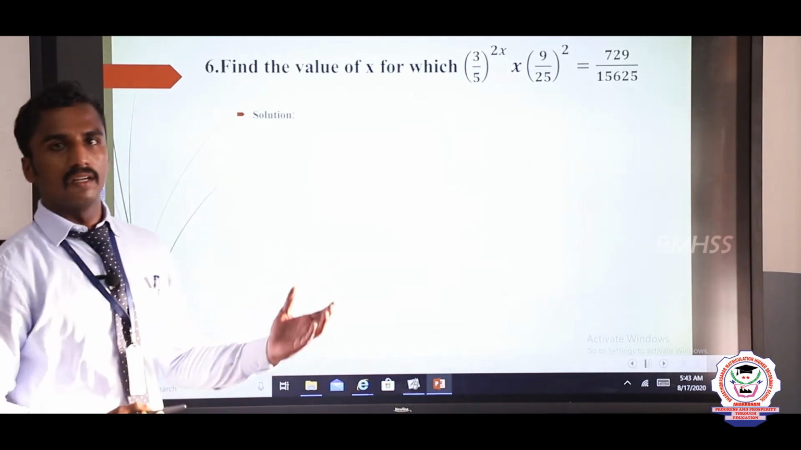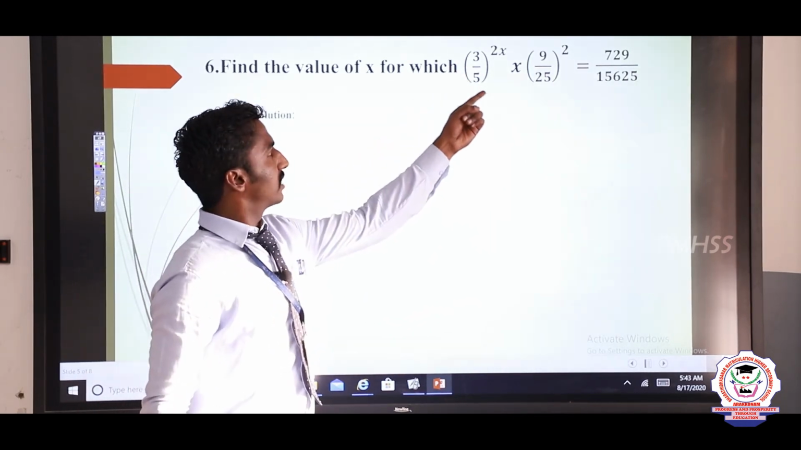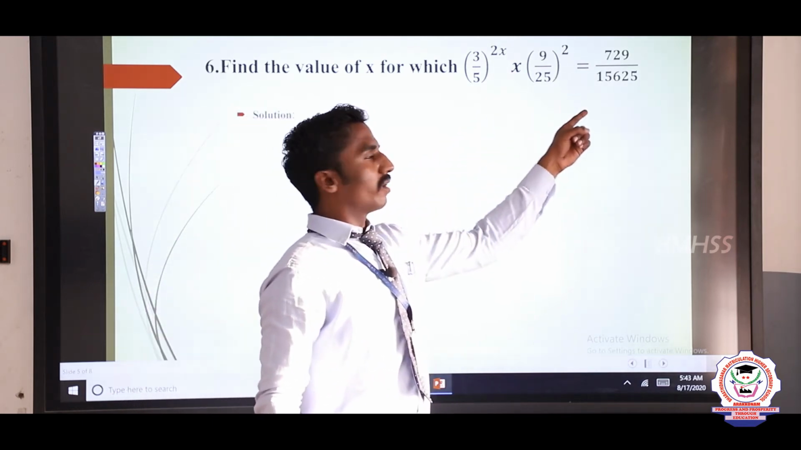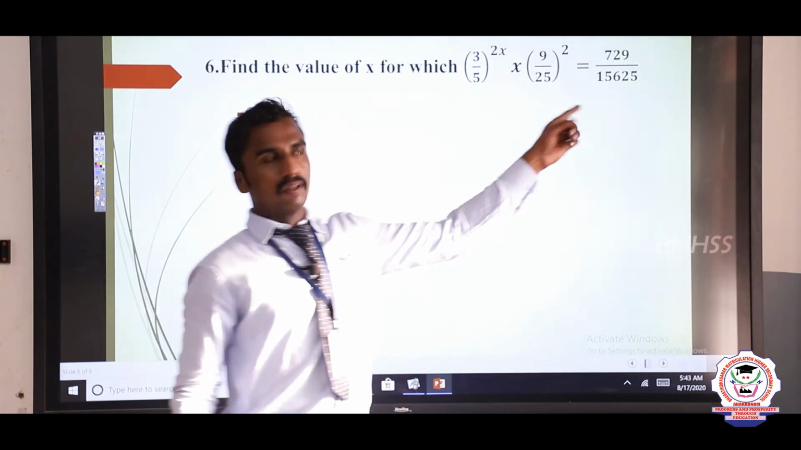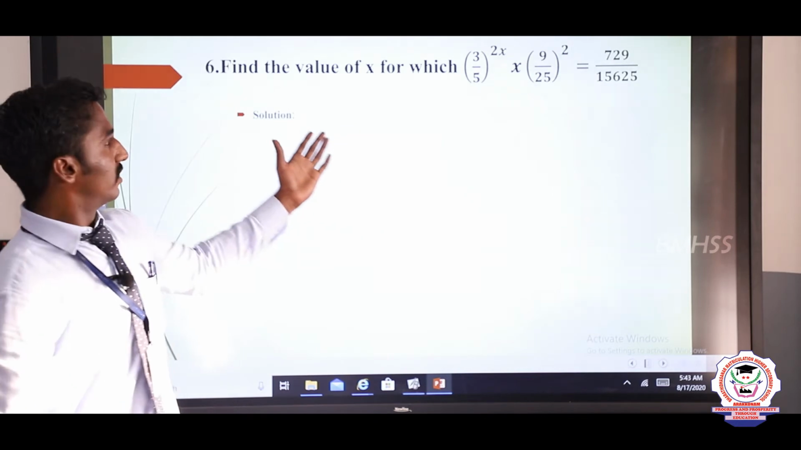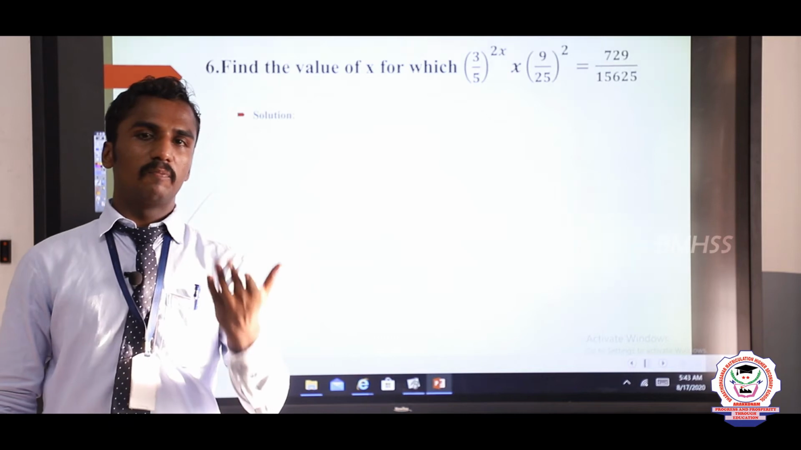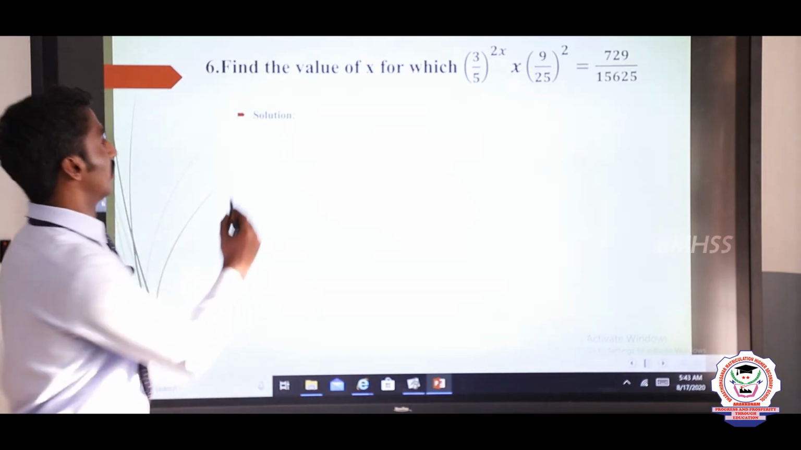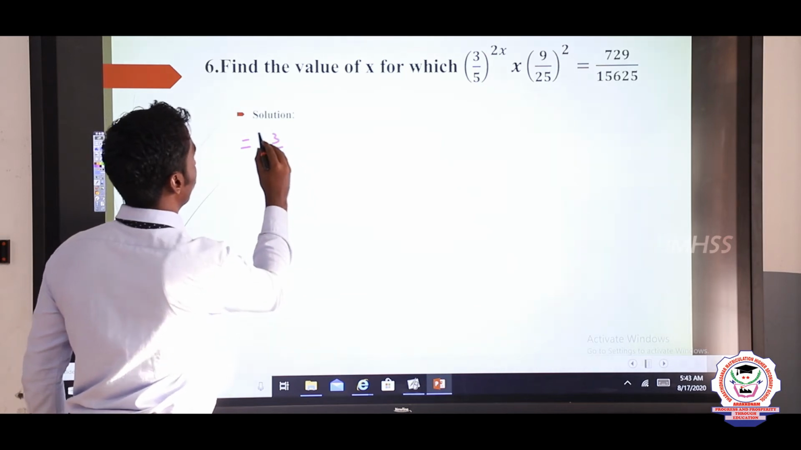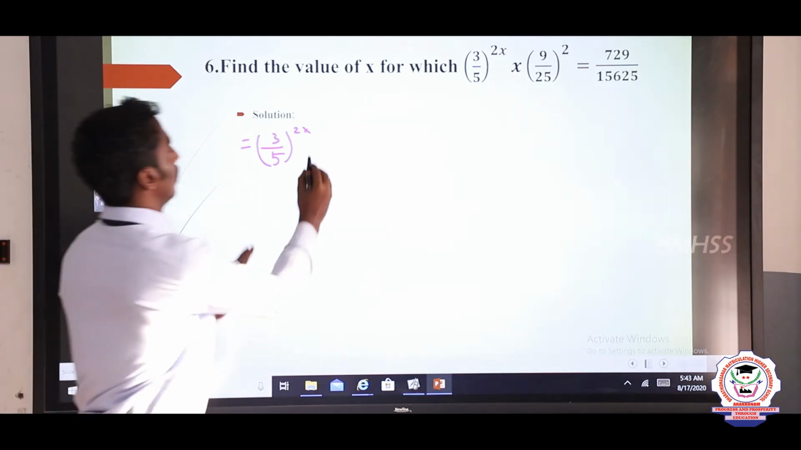Next, question number 6. Listen: 3 by 5 whole power 2x, 9 by 25 whole power 2. This is equal to 729 divided by 15,625. So here also bases are different, exponents are different. So change. Same formula: A by B whole power m equals A power m divided by B power m. So 3 by 5 whole power 2x. There is no change.